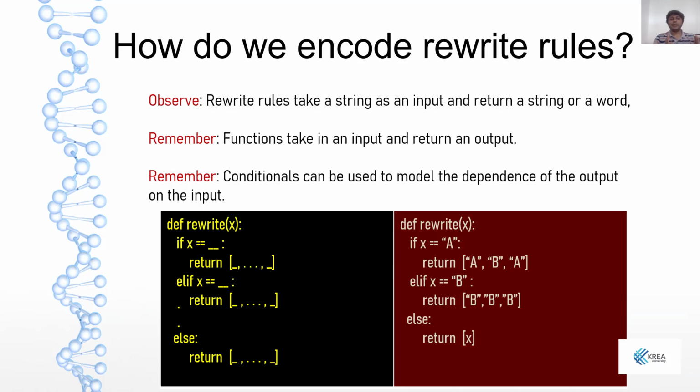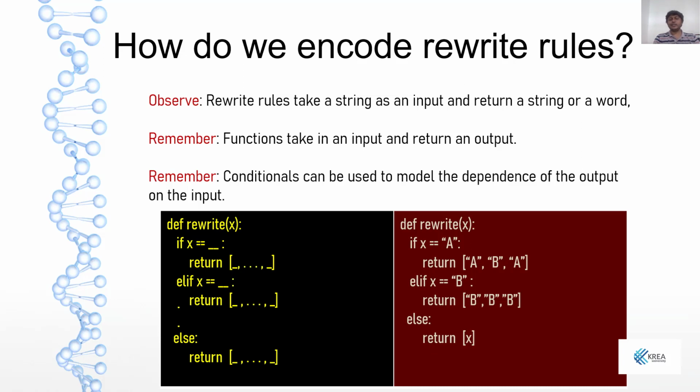How do you actually write a rewrite rule in Python? It's a function which depends on one variable x. Depending on the value of x, it returns the word corresponding to the value of x. You see a broad example here, and you use conditionals to mark them out and separate them. When you have no more conditions left, you can always use an else. On the right side, you see an illustration of this. For instance, if x is A, you return A, B, A. Else, if x is B, you return B, B, B.